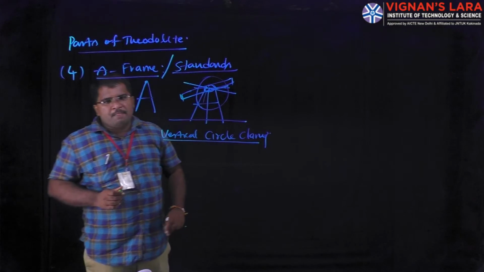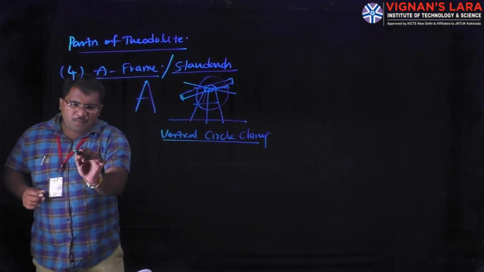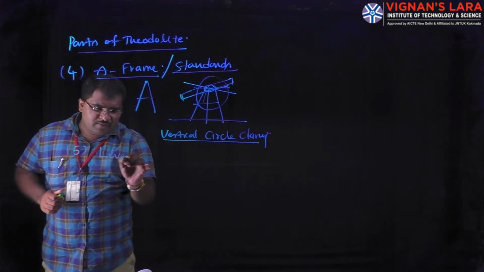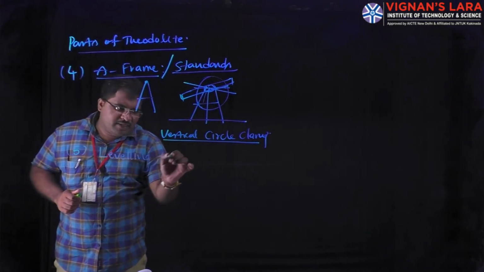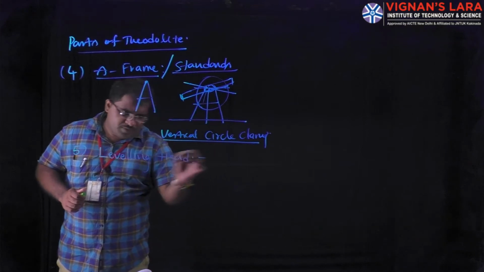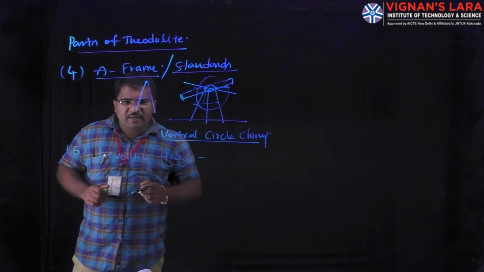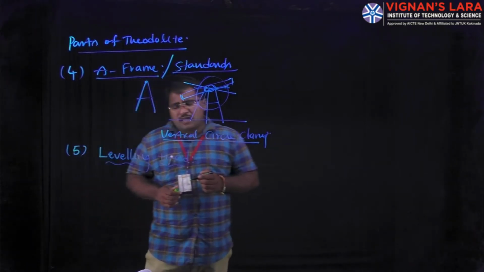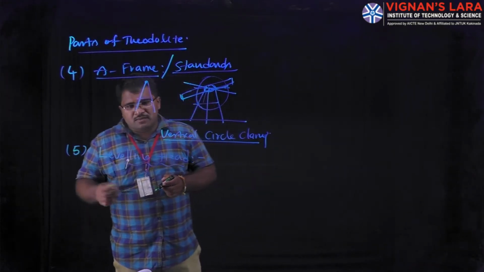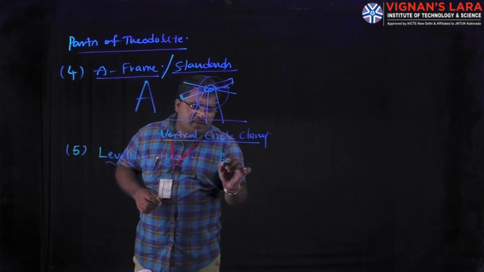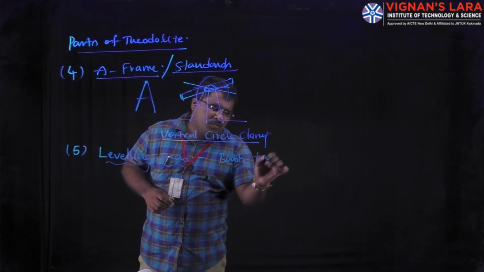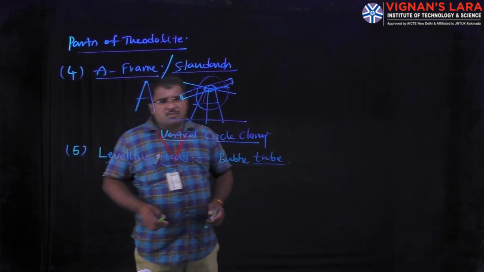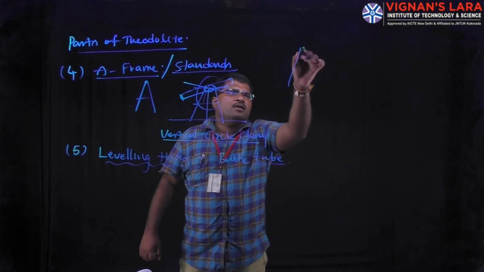The fifth part you have here is called the leveling head. This leveling head normally has a bubble tube, and it is the lower part of the instrument.